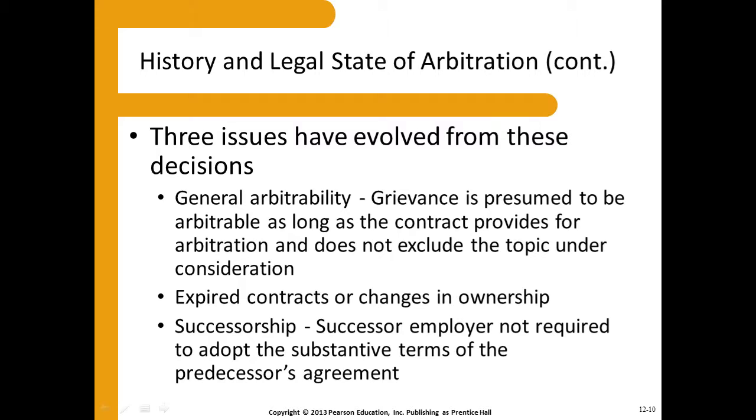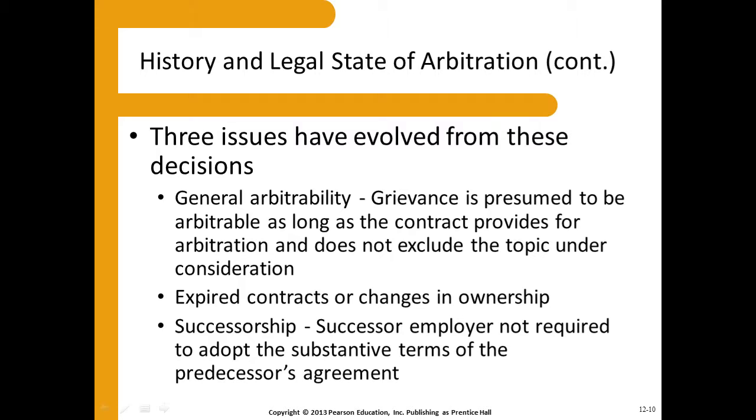Three important issues have evolved from the Lincoln Mills and the Steelworkers Trilogy cases. Those are the principle of general arbitrability, situations in which the contract has expired or the ownership of the company has changed, and whether the duty to arbitrate survives a change in company ownership. With respect to general arbitrability, the courts have consistently enforced the principle that if the contract provides for the arbitration of grievances, then a grievance is presumed to be arbitrable as long as the agreement does not exclude the topic under consideration.